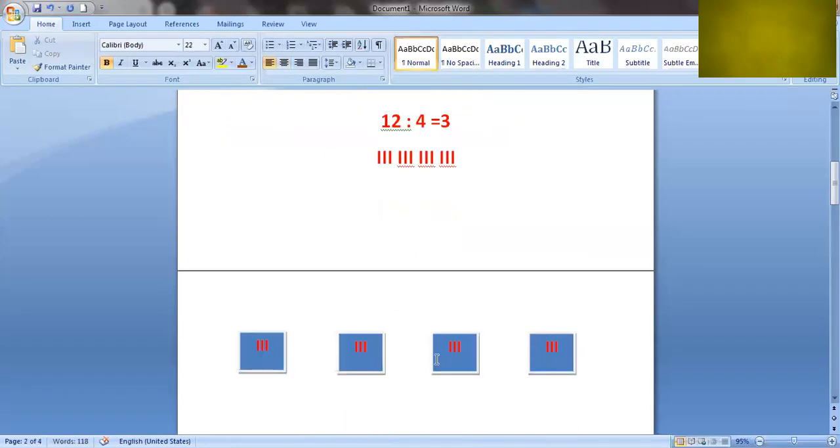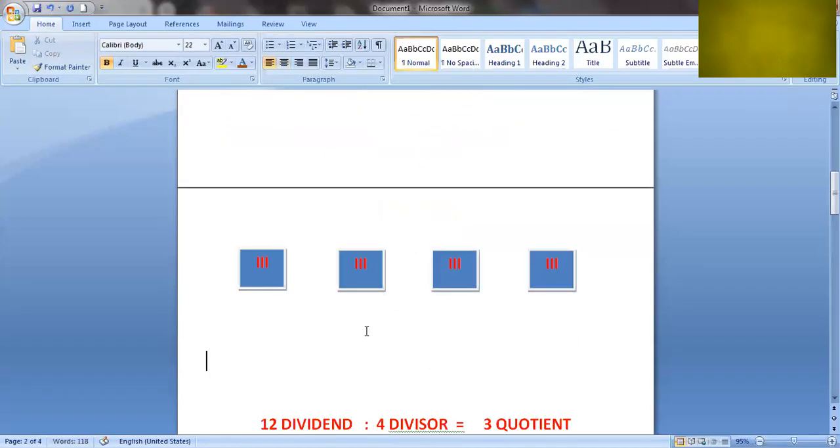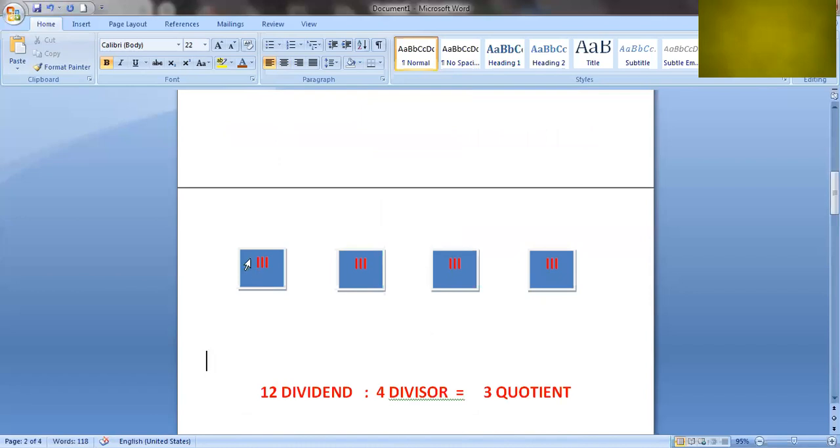That's another way to represent the division. We draw boxes, and inside each box there are three tally marks. Also, we can write the number 3 in each one. It's the same. We can use the number 3 or the tally marks.